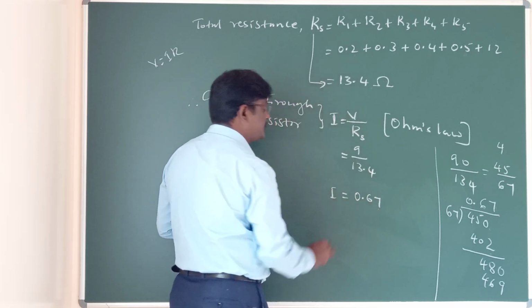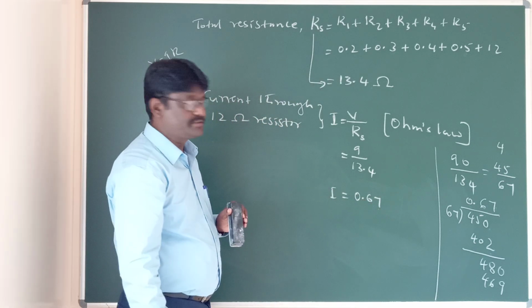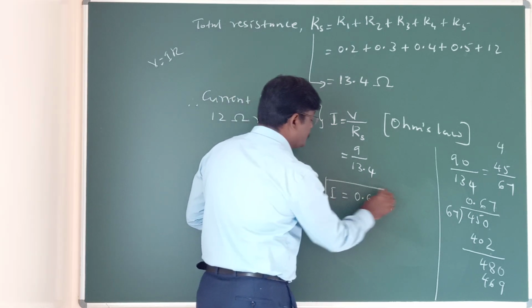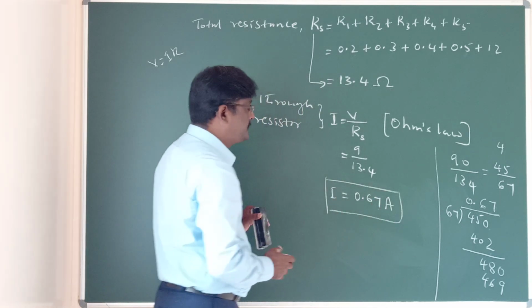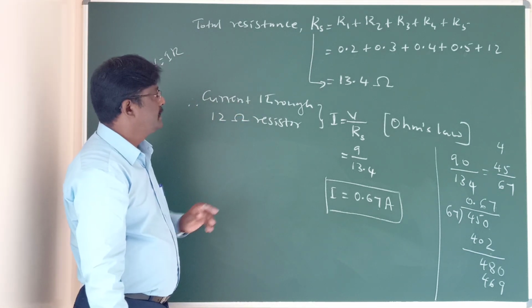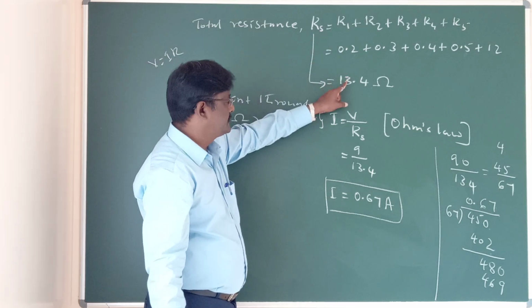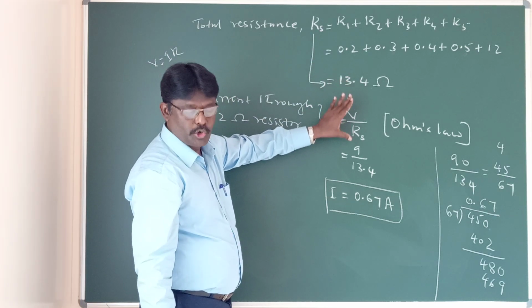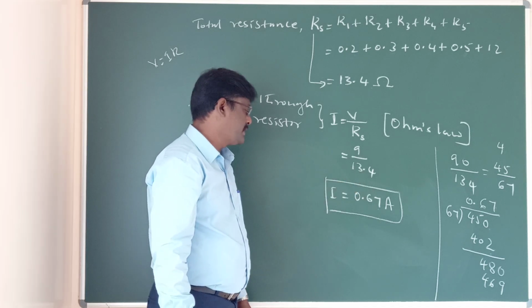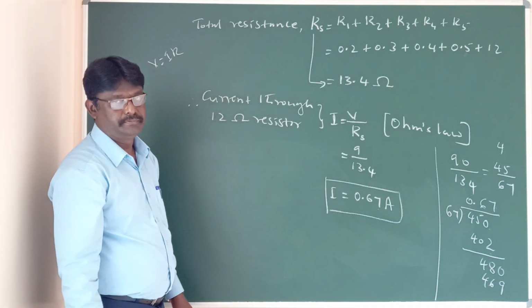Yes, therefore approximately it will be equal to 0.67. What is the SI unit of electric current? Ampere. The symbol is A. So thus in case of series combination, by getting the equivalent resistance and using Ohm's law, mathematical form, we can get the required current.